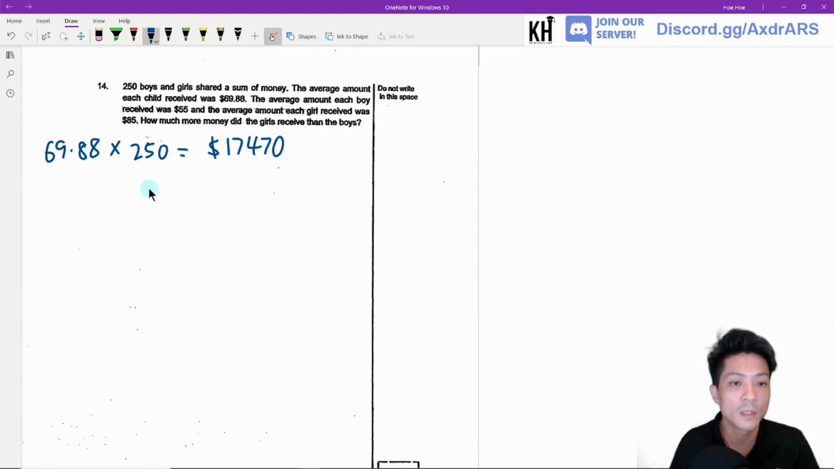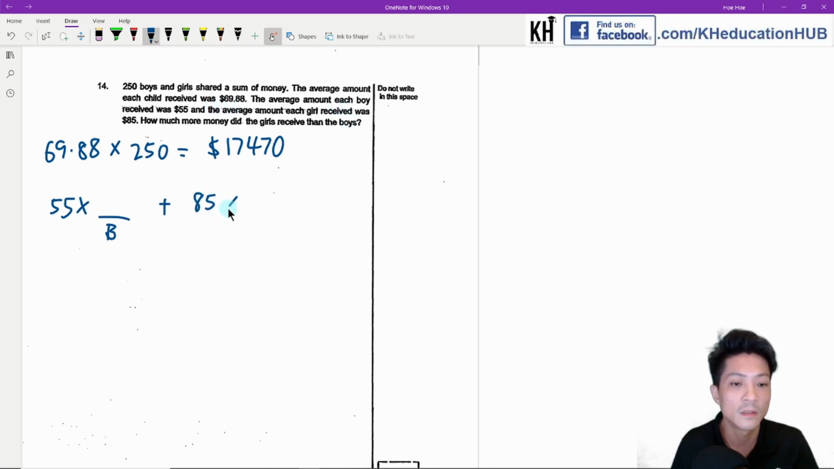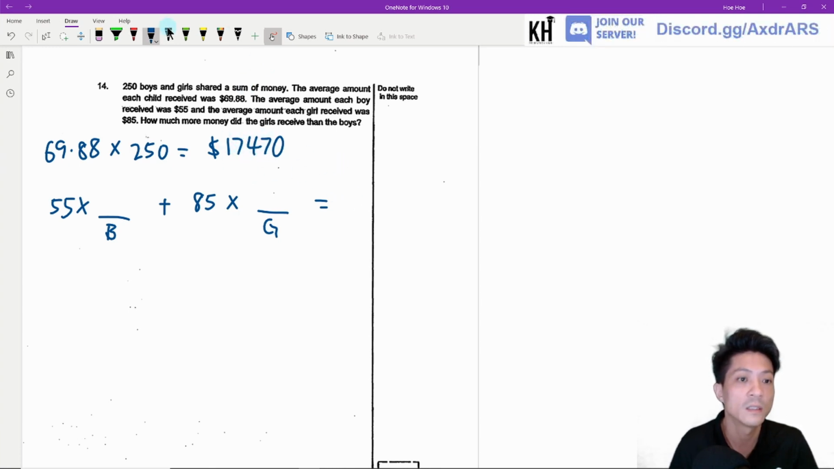In the next step, I'm going to use a bit of guess and check to find out how many boys and girls there are. The average amount each boy received is 55. So if I use 55 multiplied by the number of boys, plus 85 multiplied by the number of girls, it should give me 17,470.